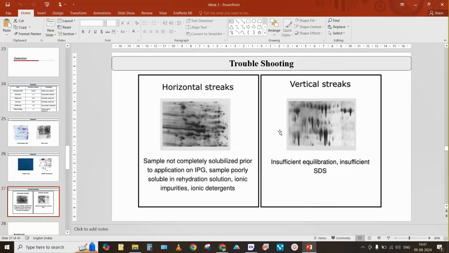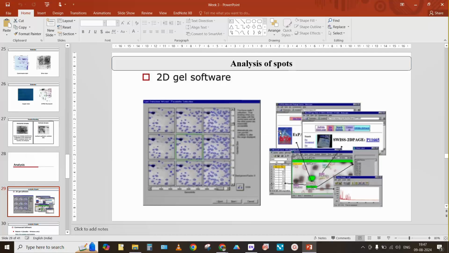There is some troubleshooting as well: horizontal streaks and vertical streaks. Horizontal streaks occur when samples are not completely solubilized prior to application on the IPG strip, the sample is poorly soluble in the dehydration solution, or there are ionic impurities and some ionic detergents. Whereas vertical streaks come from insufficient equilibration or insufficient SDS. There are also some applications of SDS-PAGE, like protein identification, purity assessment, protein quantification, and Western blotting.